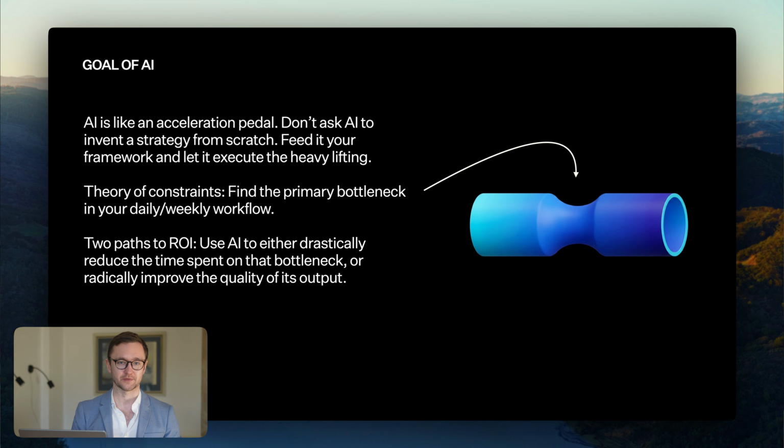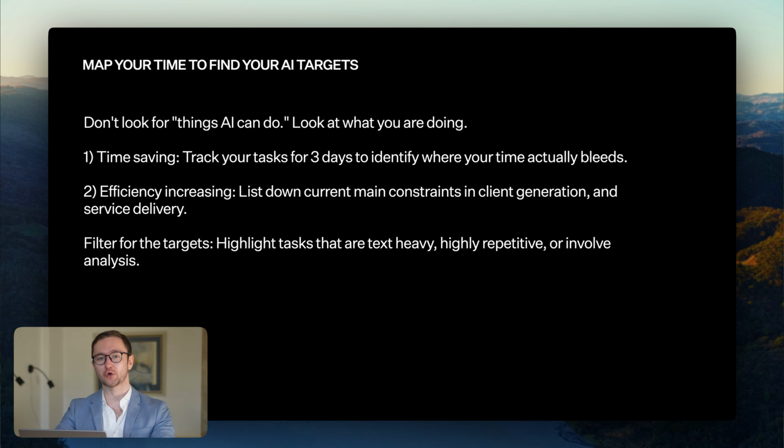Either you can reduce the time spent, so get it to do all the analysis, all the work for you, or alternatively, you can just improve the quality of whatever you're already doing when it comes down to growing your real estate business. So how do you actually figure out what you should actually be using AI for? Well, the first step to that is to map your time to find your AI targets.